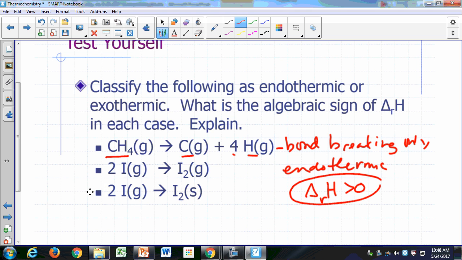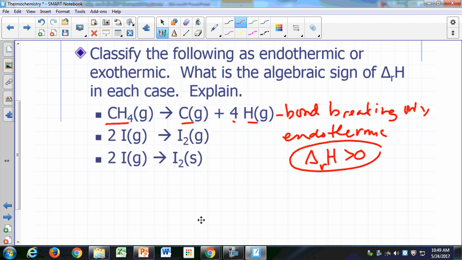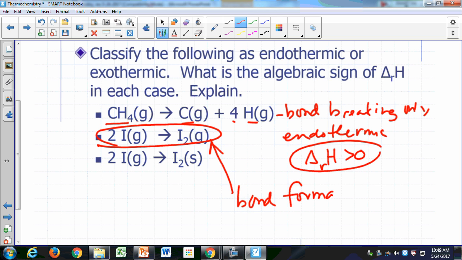Let's look at the second process here. You have two iodine atoms giving you I2 gas, a molecule. So the only thing happening here is bond formation. And if you have bond formation, then delta H has to be negative. So this is going to be an exothermic reaction.